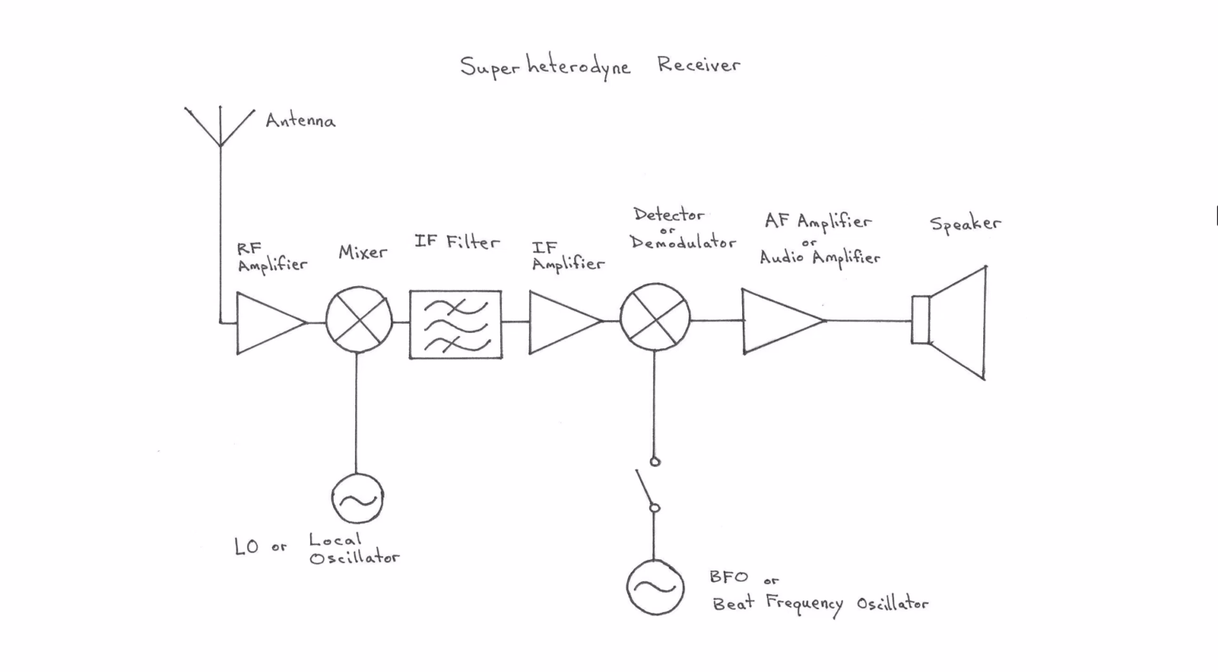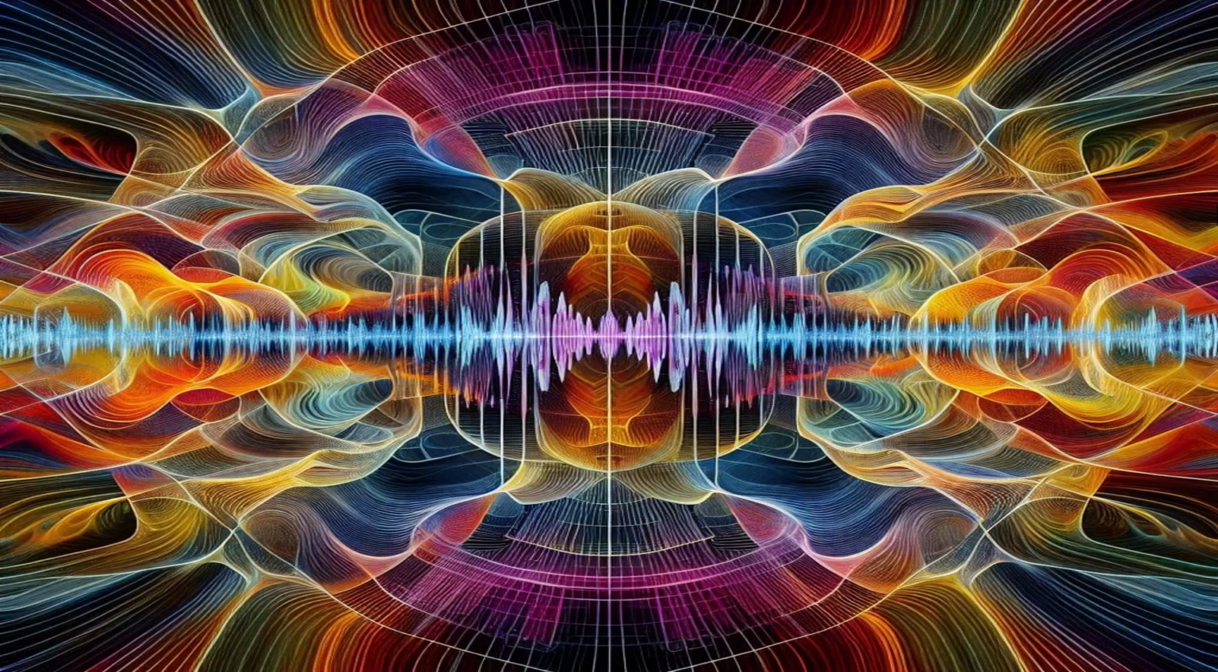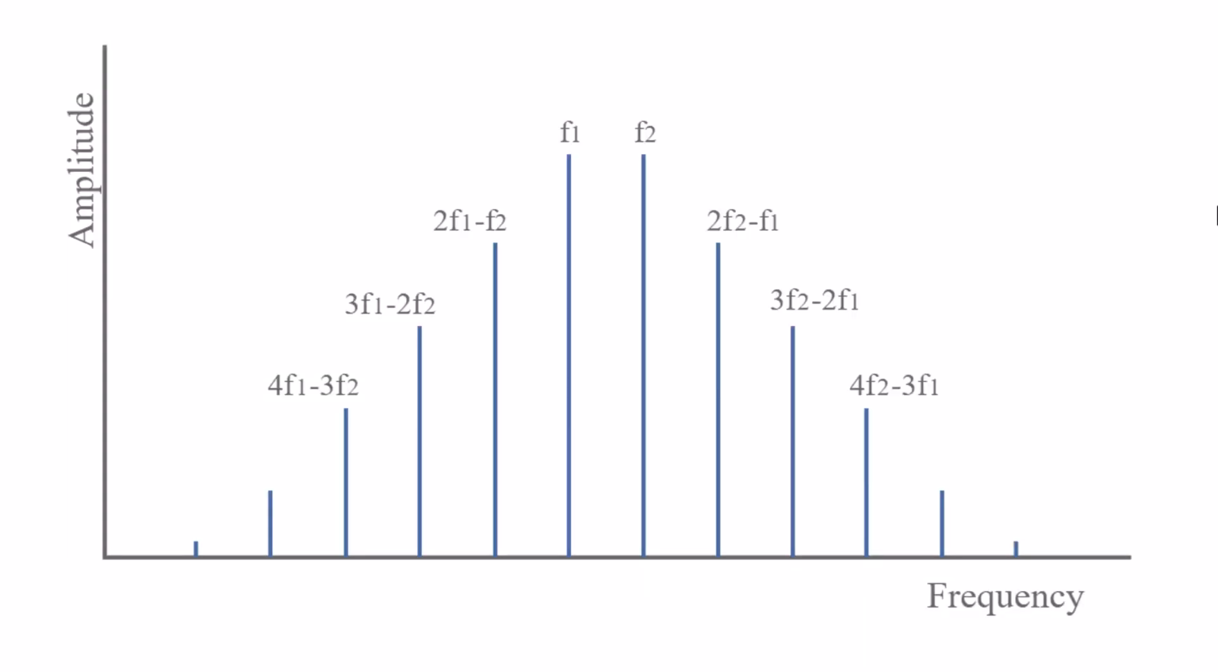The next question, what process combines two signals in a non-linear circuit to produce unwanted spurious outputs? And that answer is intermodulation. Intermodulation is when you mix two signals together, two frequencies, and get unwanted frequencies as part of the outputs.